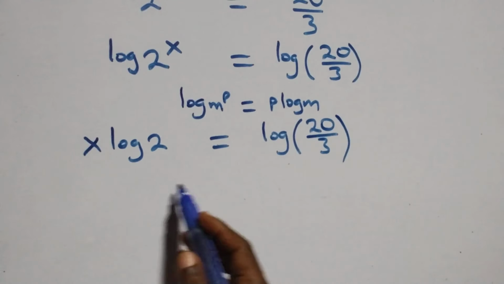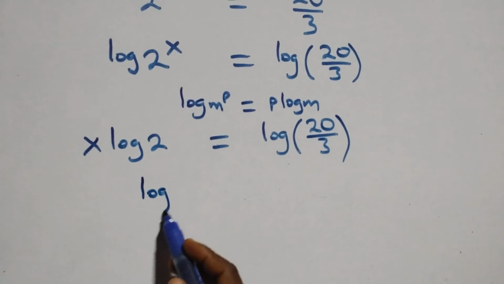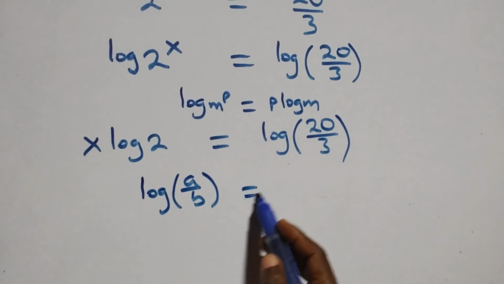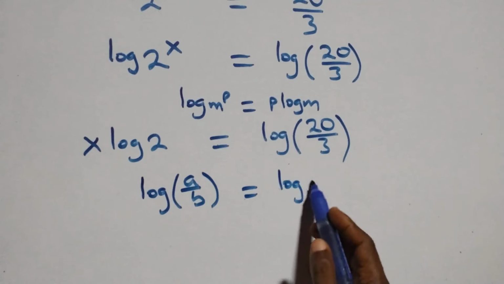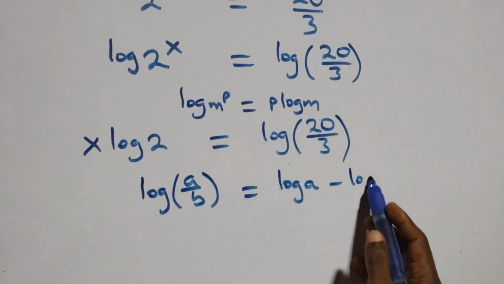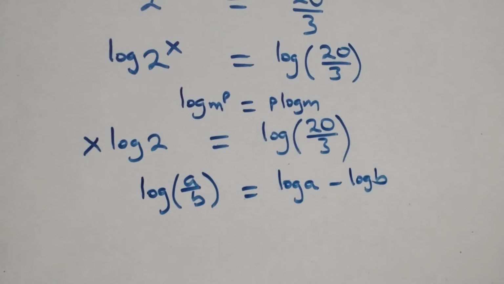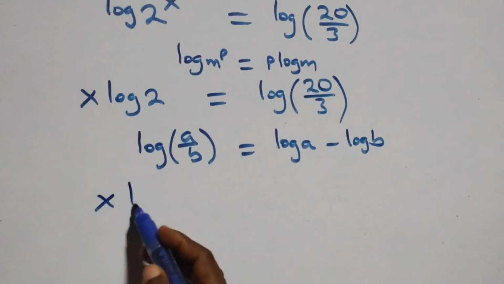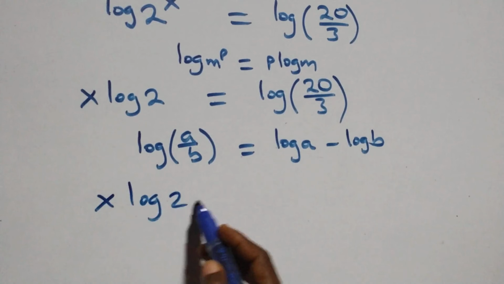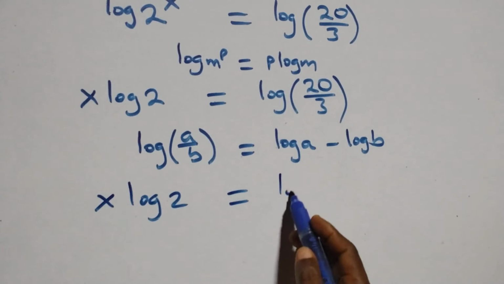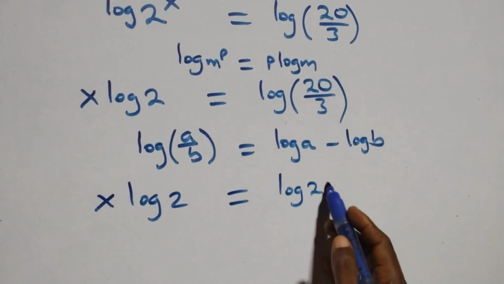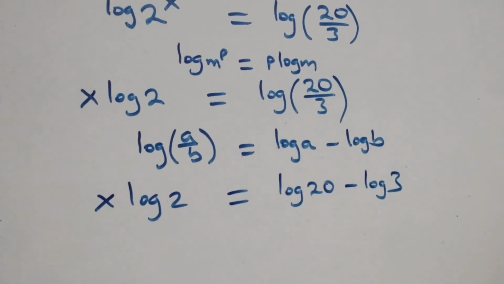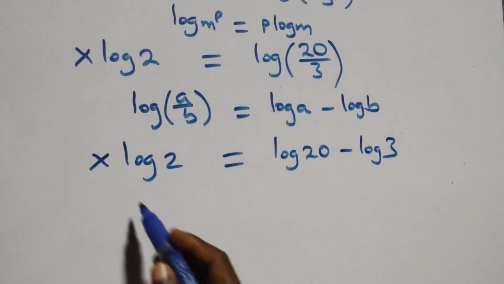Then apply the law of logarithm here. This follows when we have log a over b, which is the same thing as log a minus log b. And here we have x log 2 equals to log 20 minus log 3. And from here, divide both sides by log 2.